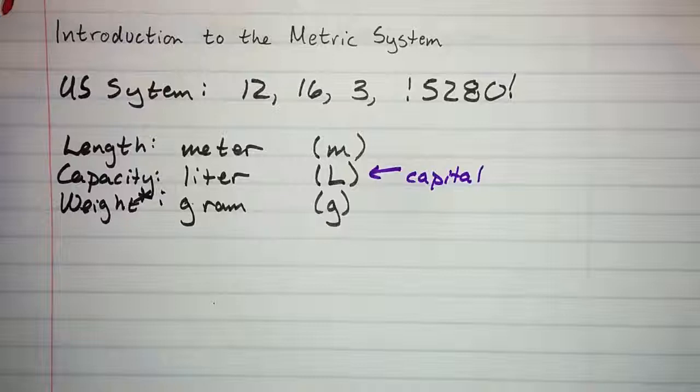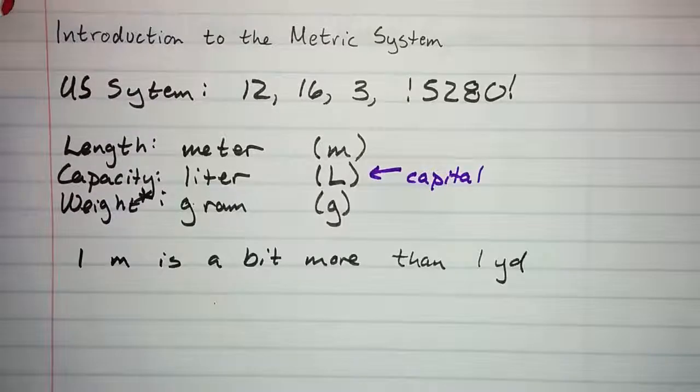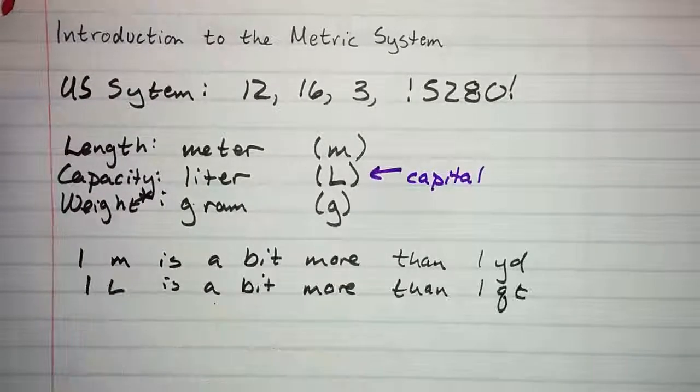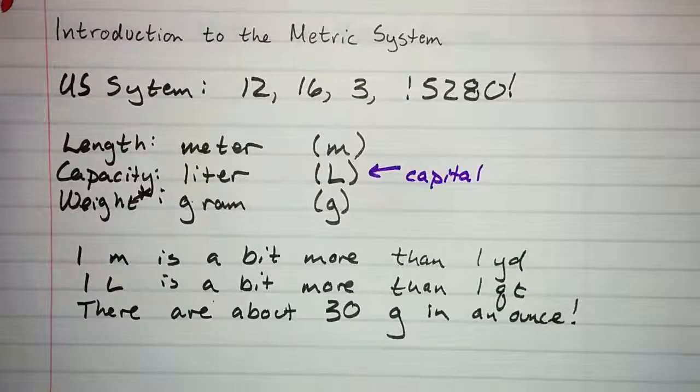So, how big are these things? From the frame of reference of someone used to the customary system, a meter is a bit more than a yard. A liter is a bit more than a quart. And a gram is startlingly teeny tiny. There are about 30 grams in an ounce. Oh, that's tiny. Why do you want to measure weight in grams? It is a convenient unit of measure, but we're going to see in a moment that we actually usually don't measure weight in grams. Why not?